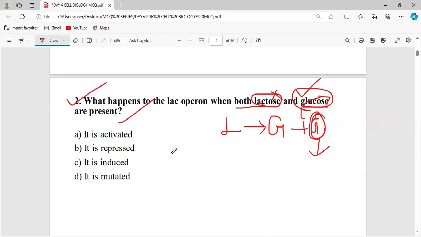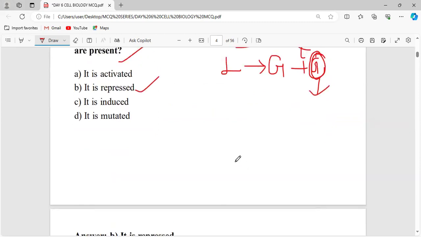So obviously, the lac operon has to be repressed. Now the repressor will be attached to the operator and the lac operon will be stopped. Okay, this is the concept.